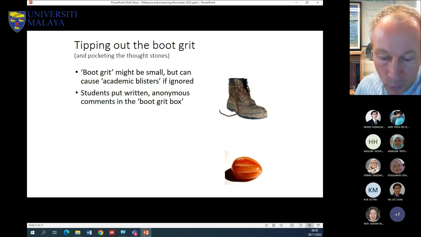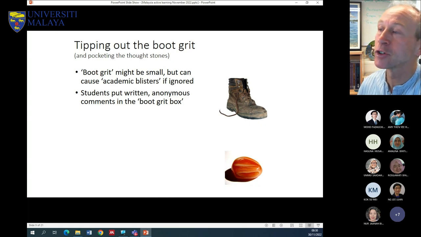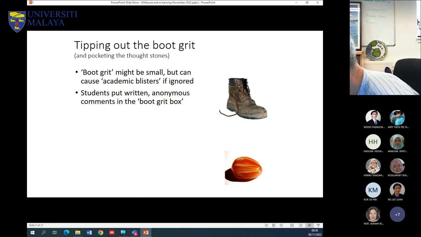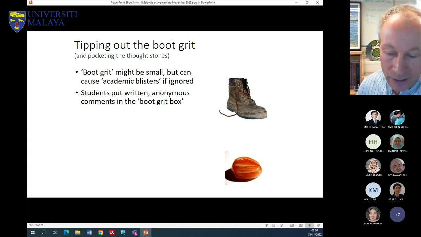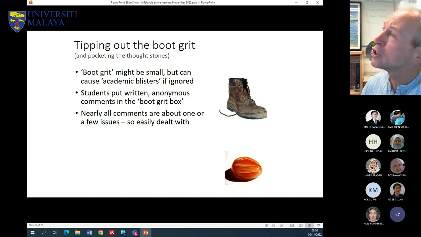I still quite like the old fashioned way of just pieces of paper in a box. In fact, literally in a boot, you can do this. And so it might be 100, 150 pieces of paper at the end of a lecture. Of course, there are ways of doing it electronically as well, and with texts. One of the features that you find when you do this in large lectures is that you do not get 150 or 200 separate comments, which would be overwhelming.